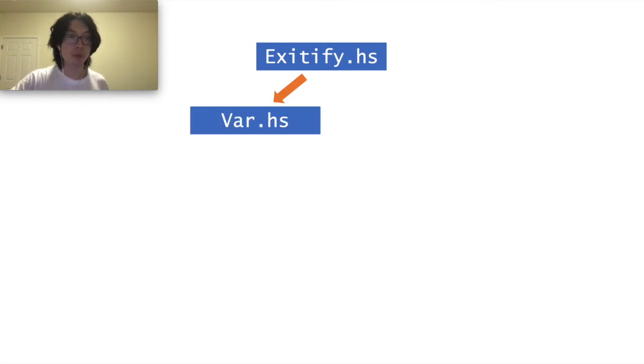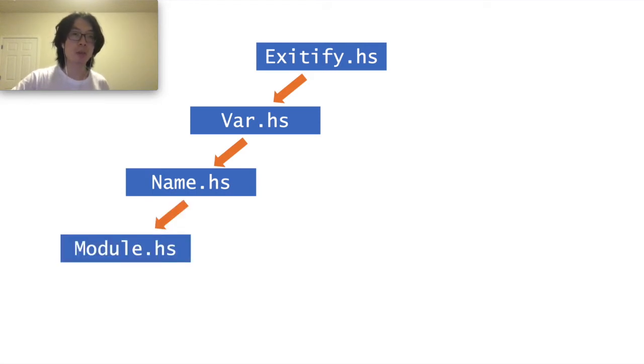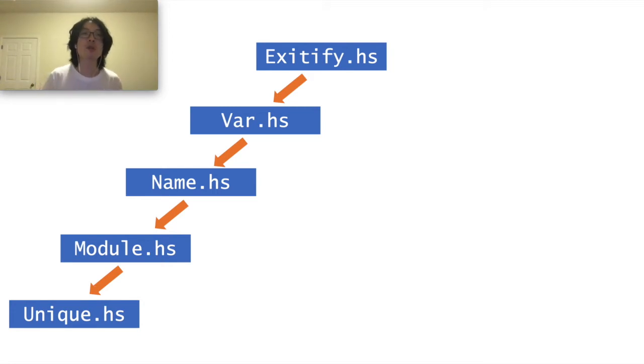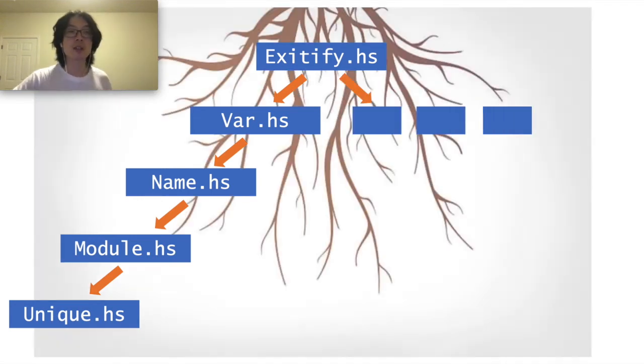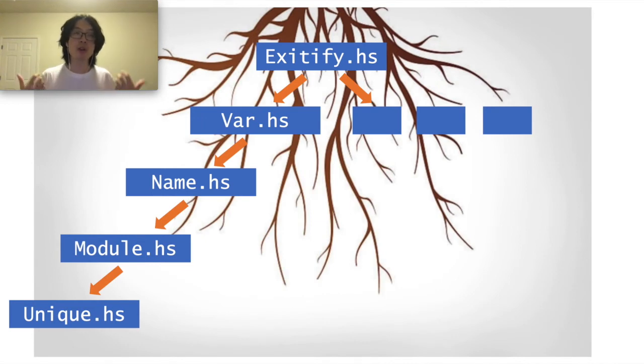Recall that one of the two modules we want to reason about is exitify. Normally, in order to reason about that, we also need to formally reason about its dependencies. For example, exitify depends on the var module, and the var module in its turn depends on the name module, and the name module in its turn depends on the module module, and module also depends on unique. And I can go on. And remember that exitify does not just rely on one module, it relies on many other modules. And in this way, all these modules form a very intricate dependency graph in GHC.